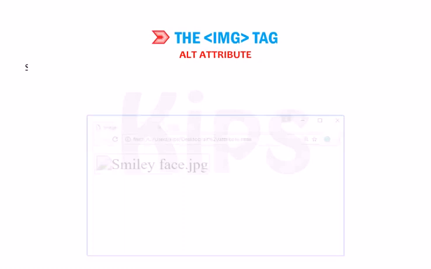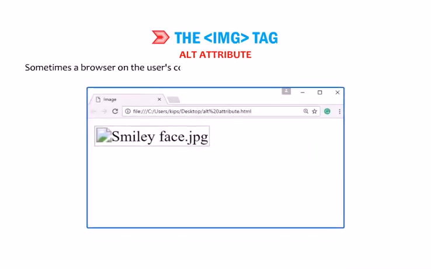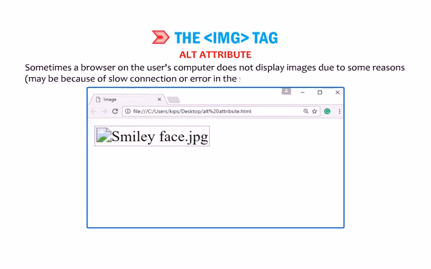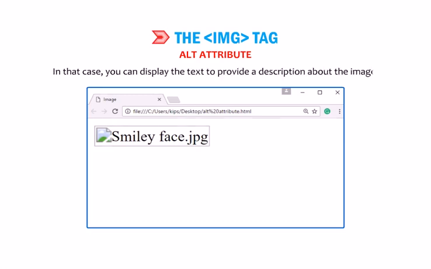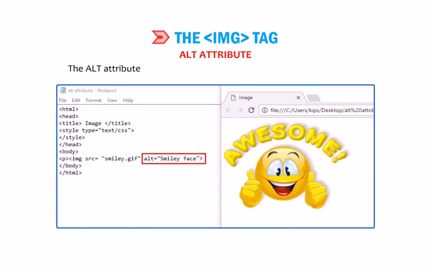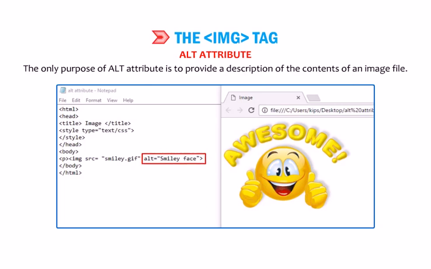Alt attribute. Sometimes a browser on the user's computer does not display images due to some reasons, maybe because of slow connection or error in the src attribute. In that case, you can display the text to provide a description about the image. The alt attribute lets you specify the text as an alternate to the image. The only purpose of alt attribute is to provide a description of the contents of an image file.